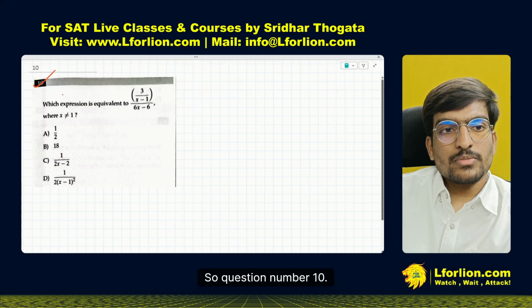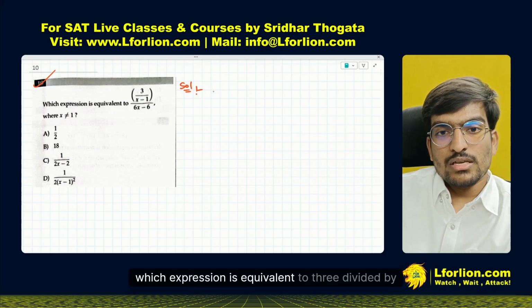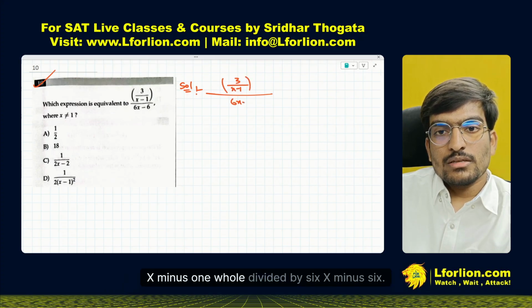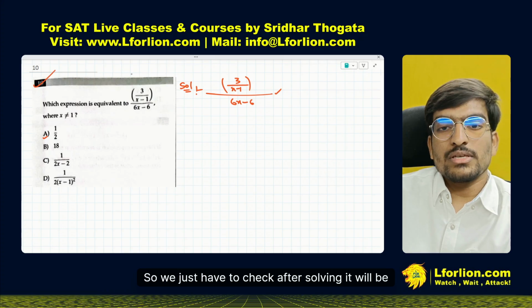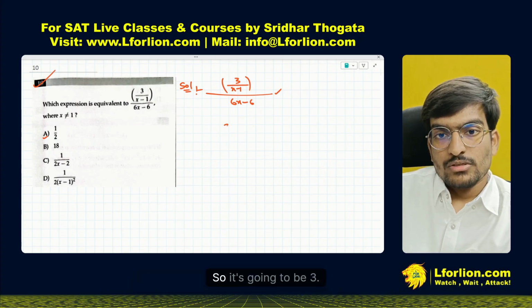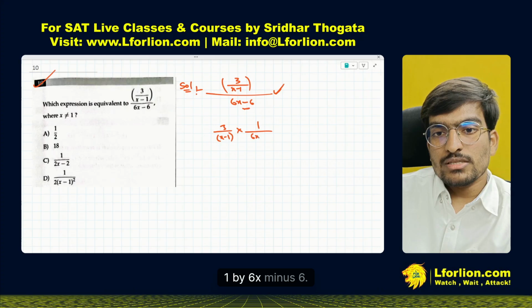So question number 10, you see this, which expression is equivalent to 3 divided by x minus 1, whole divided by 6x minus 6. This is the main division. So we just have to check after solving, it will be reduced to what? It's going to be 3 by x minus 1. If this is the main one, then this gets reciprocated, 1 by 6x minus 6.